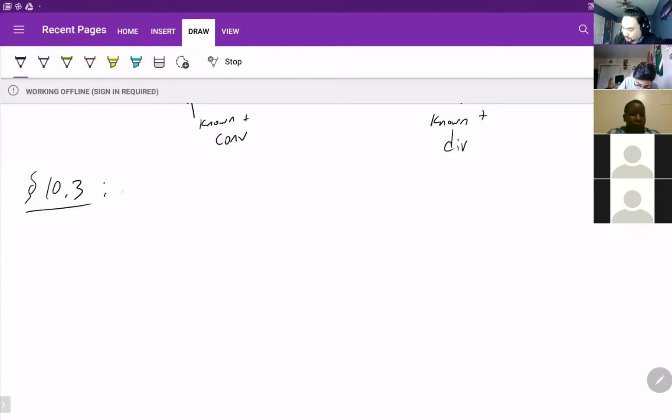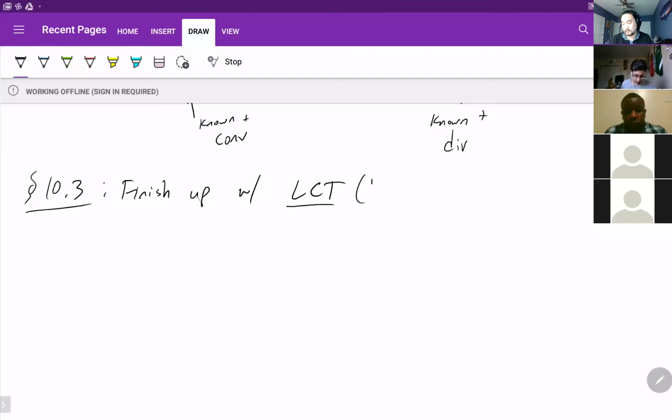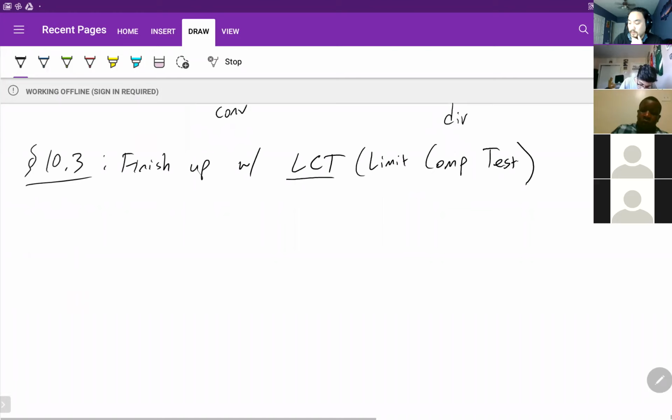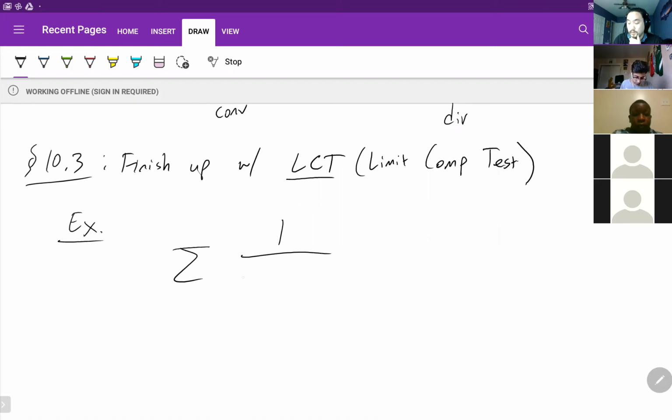We're going to finish up with the LCT, which is the limit comparison test. This is another type of comparison test, but one that you use in very specific scenarios. Okay, let me throw an example at you guys. Let's try this one: 1 over n squared plus 100n plus 4. Something like that. Ew.